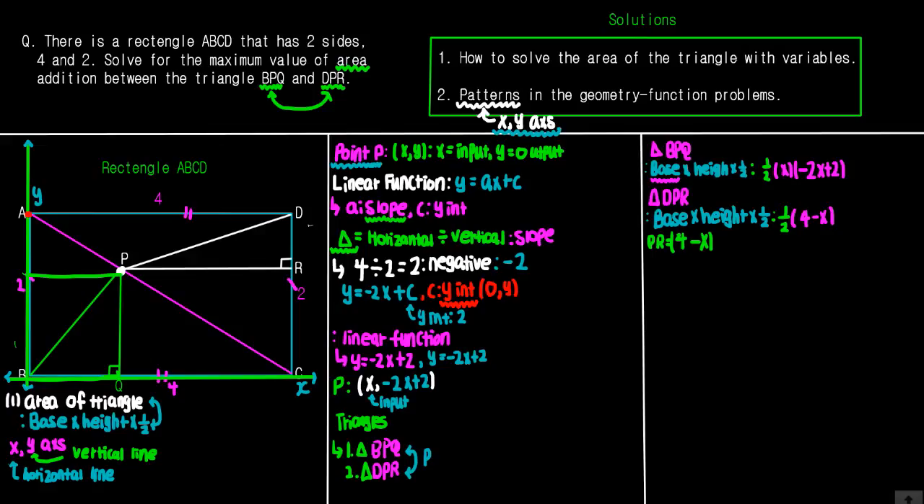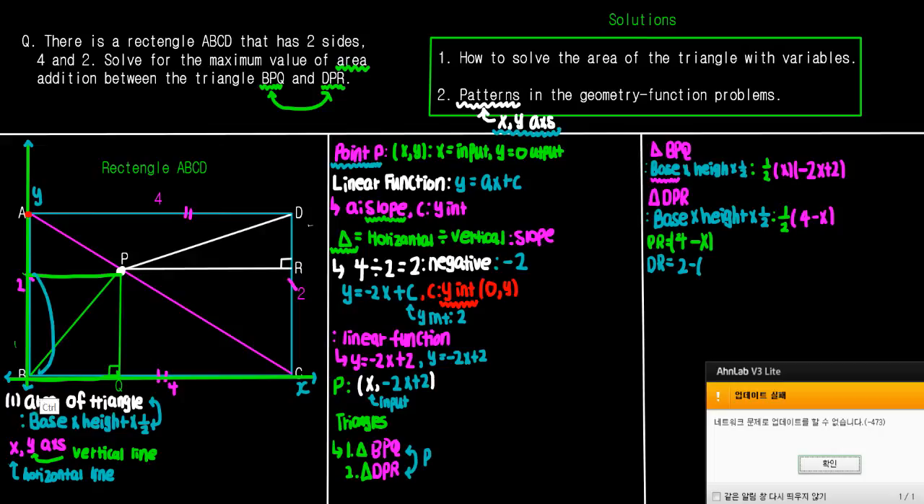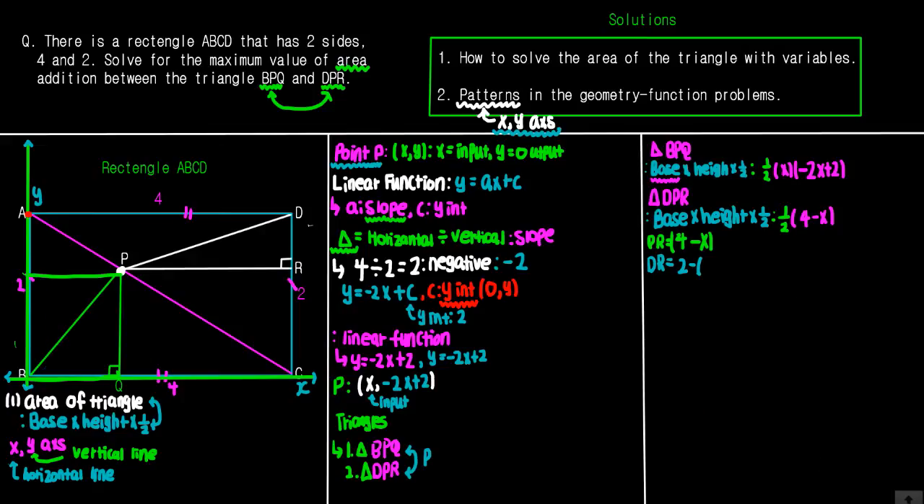But then we need to know the height of our triangle. The height of our triangle DPR is going to be DR. With the same concept and logic, DR is the same thing as the total of this, subtracted from this line. Our total line is going to be 2. So DR is equal to 2 minus our RC, which is the y coordinate of the point P. And the y coordinate of our point P, as we have seen here, is going to be minus 2x plus 2.